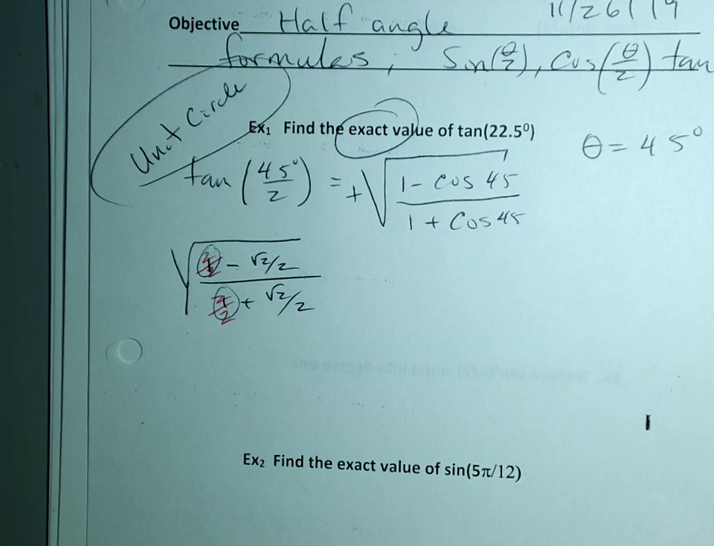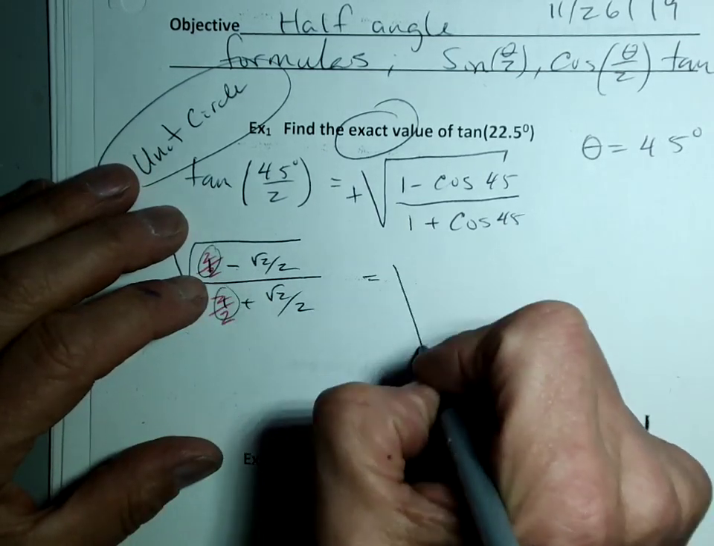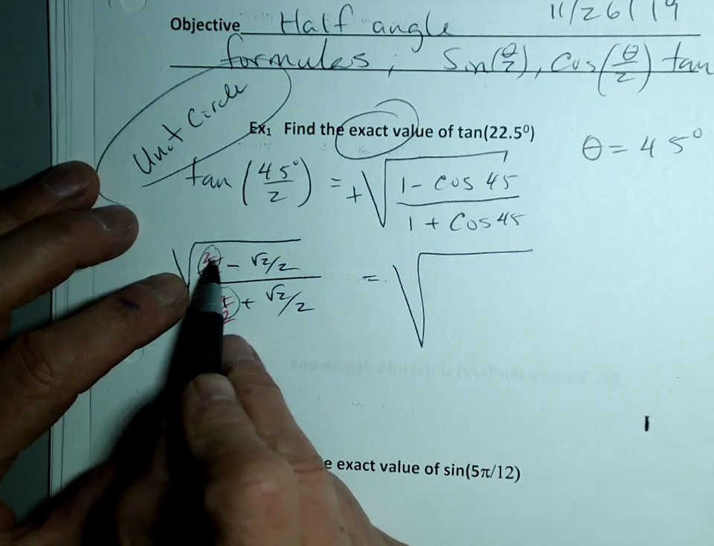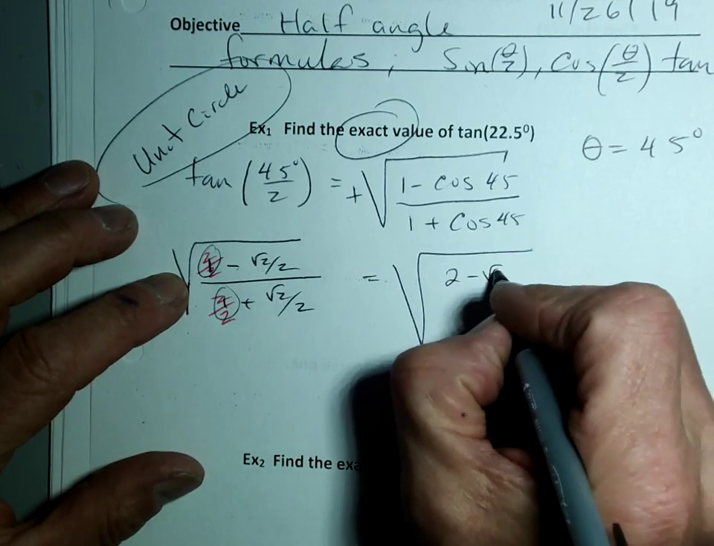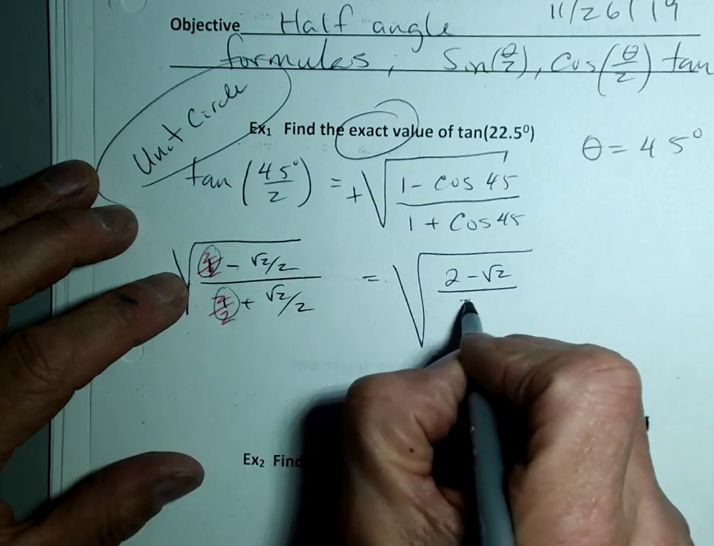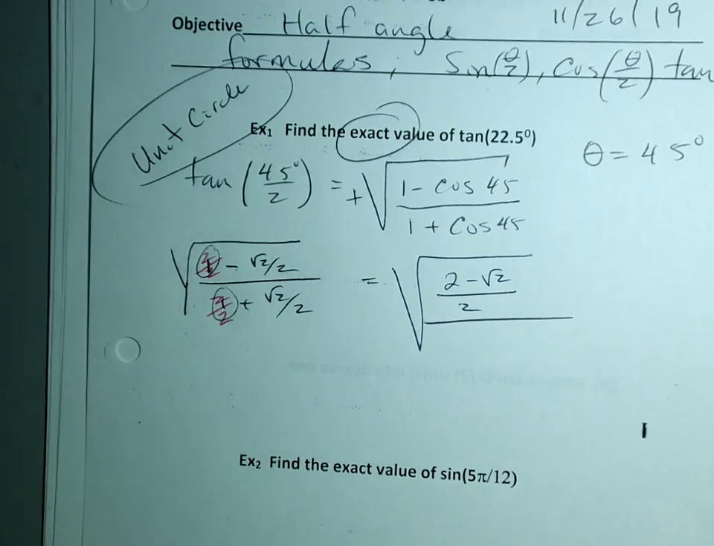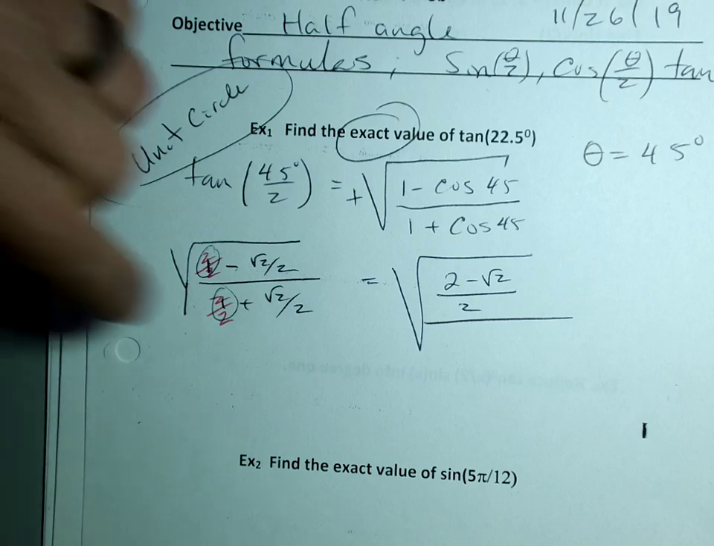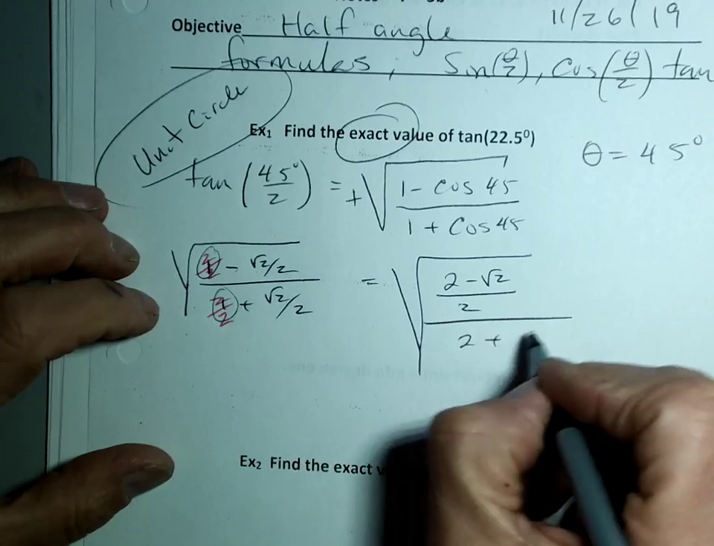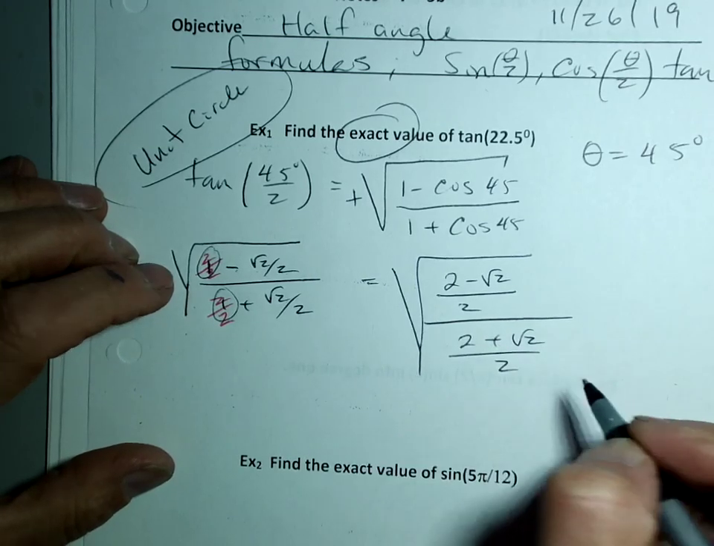So I changed the 1s into 2 over 2 for a reason. Because what I want to do is be able to write this as, okay, I have a 2 minus the square root of 2 over 2, okay? So I've got 2 minus square root of 2 over its common denominator of 2. And I'll do the same thing. I'll go 2 plus square root of 2 over here, all over its common denominator of 2. You guys see that? So we'll have a 2 plus a square root of 2 all over 2, okay?